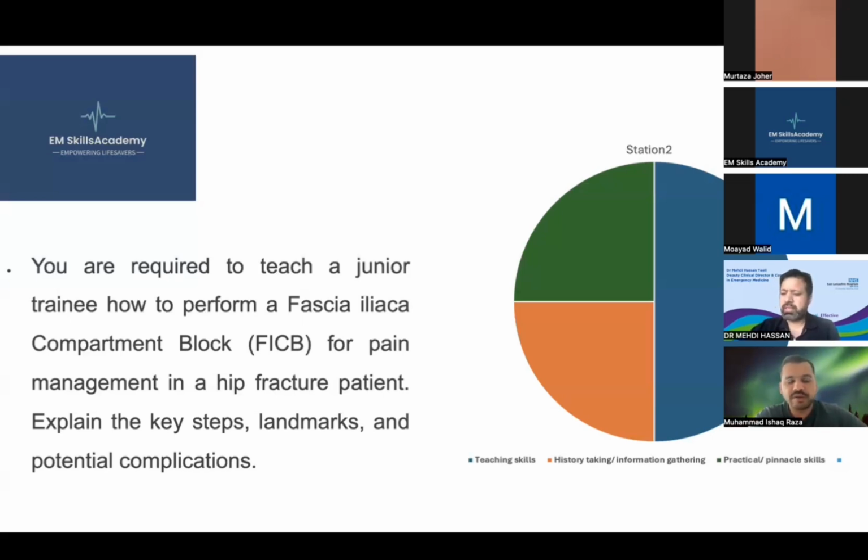What are the landmarks like? Fine. So we need to identify a midline between the anterior superior iliac crest and the pubic tubercle. We need to draw an imaginary line between these two structures, and basically it's lateral one third and medial two thirds. And 1 centimeter below this point we would be going in.